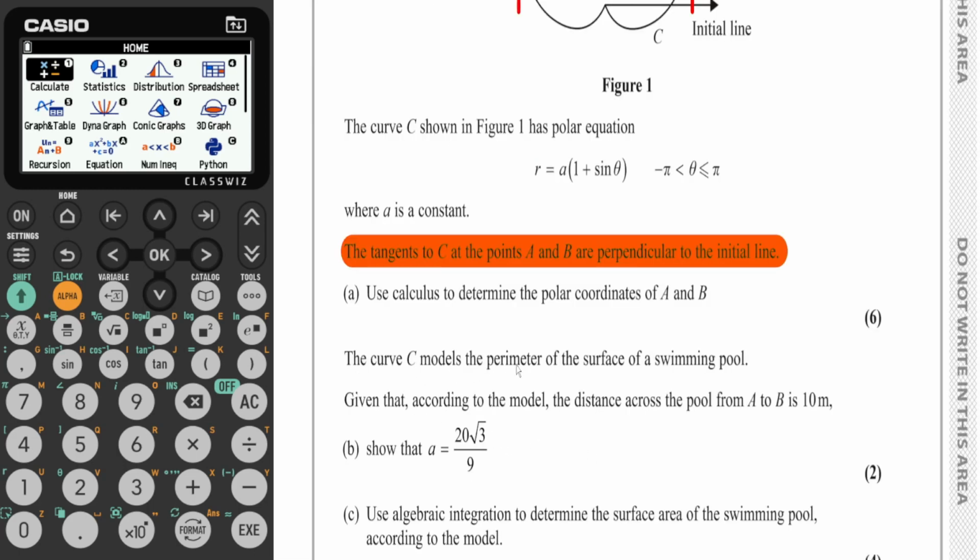The curve C models the perimeter of the surface of a swimming pool. Given that according to the model the distance across the pool from A to B is 10 meters, part B: show that a equals 20 root 3 over 9.